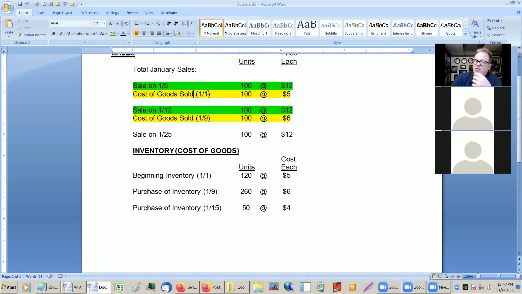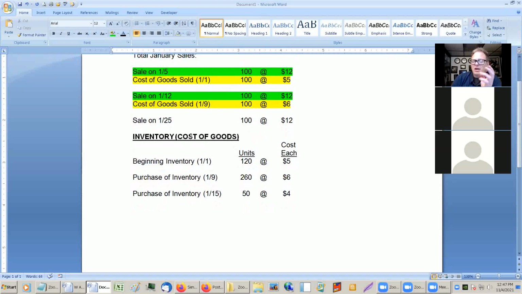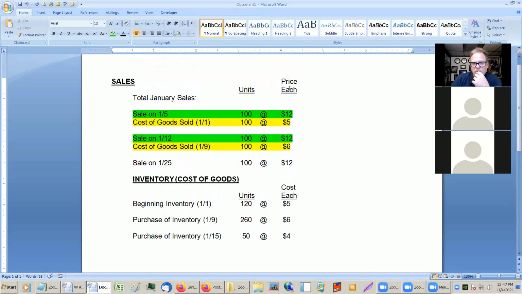You'd keep a running total of the inventory, whatever was in there. So it'd be minus 100 here, minus 100 here, and so on and so forth. So every single sale you would make a journal entry for the cost of goods sold. So this is perpetual.